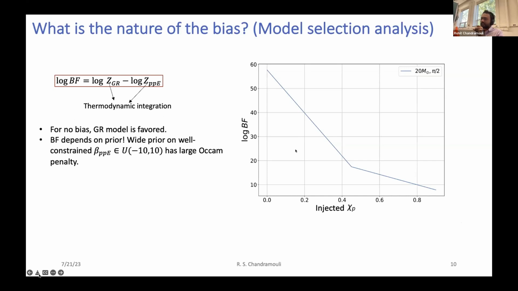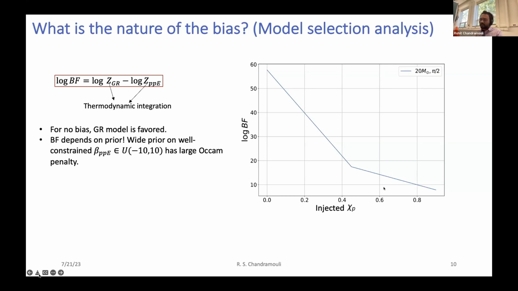So why is it that the Bayes factor favors GR? The reason is that the Bayes factor depends on the prior, and the priors we used were wide uniform priors on the PPE parameter. And because the -1 PN parameter is very tightly constrained, you incur a large Occam penalty when computing the Bayes factor. So even when you're significantly biased, the GR model is still preferred.